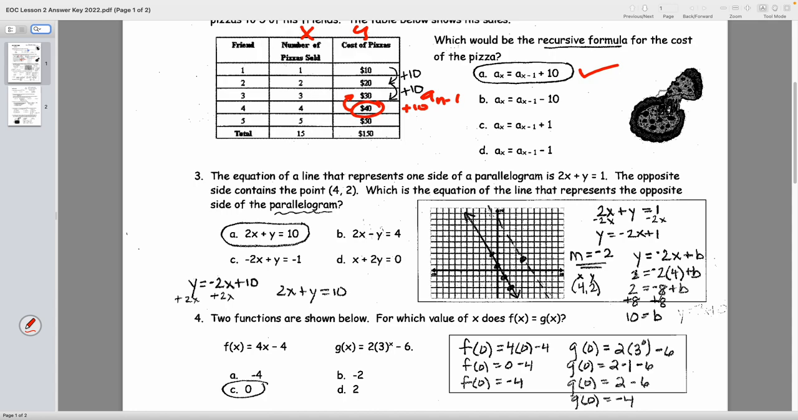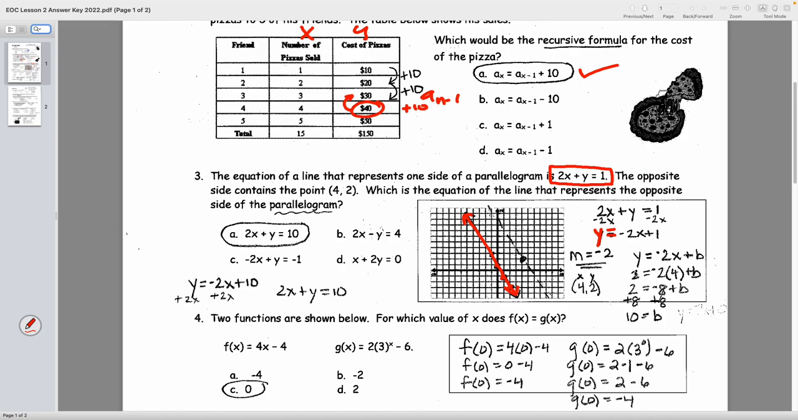Okay. Number 3, perfect example of an EOC style question. So they tell me the equation of a line is one side of a parallelogram. First thing I did is I converted that into y equals so I could easily graph it. So when I did that, I got negative 2x plus 1. Here's one, and then I used my slope and got other points on the line. So this was the line that they gave me.